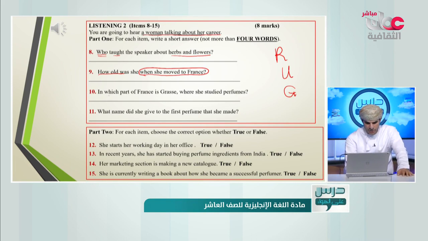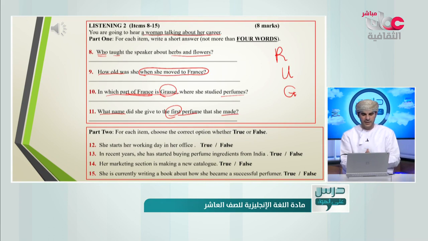Number 10, in which part of France is Grasse, where she studied perfumes? So she studied perfumes. So the question is about this city. In which part of France? Okay, south, east, north, west, which part? What name did she give to the first perfume that she made? So she made a perfume in a company. She gave it a name. What's that name? Could be 1 or 2 words.